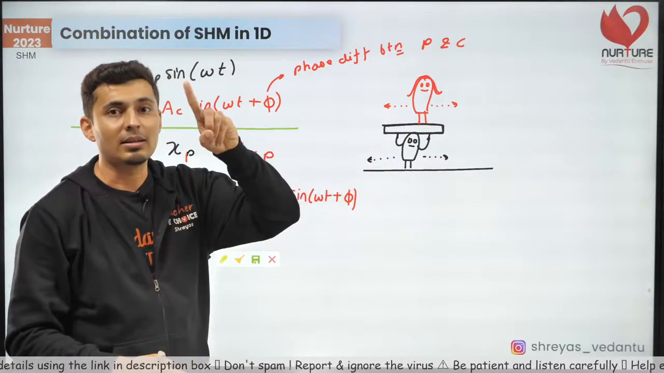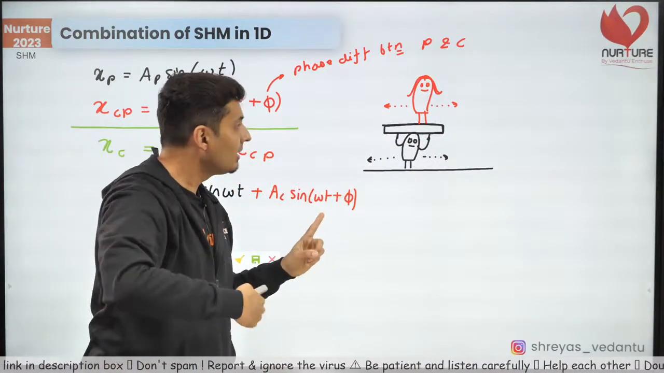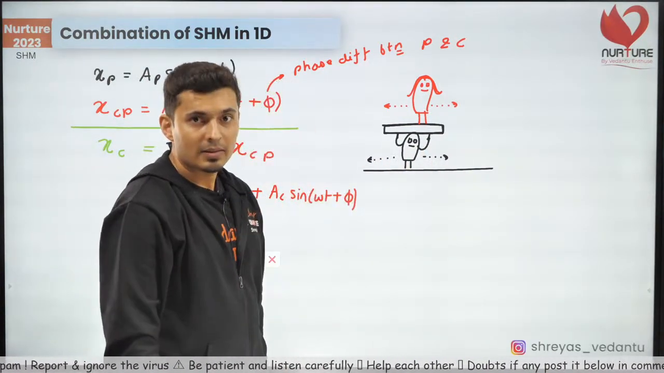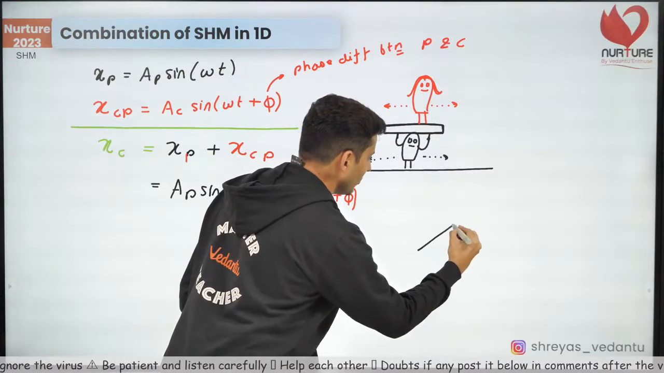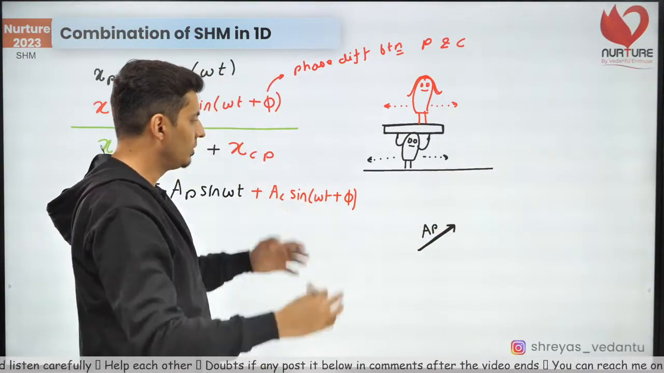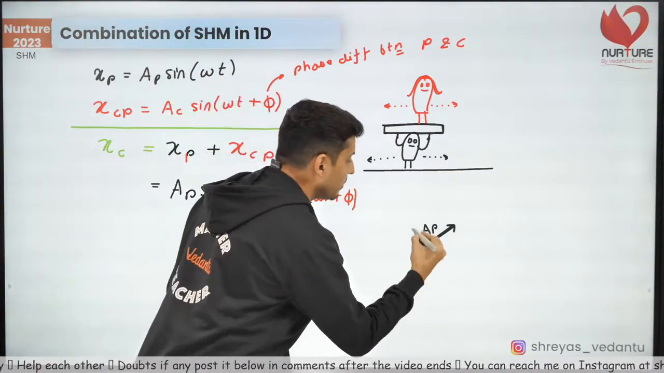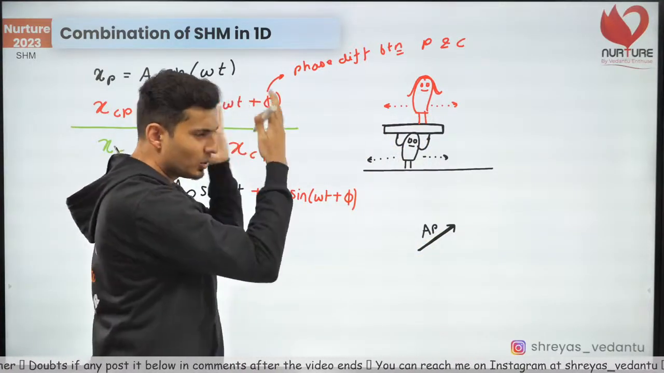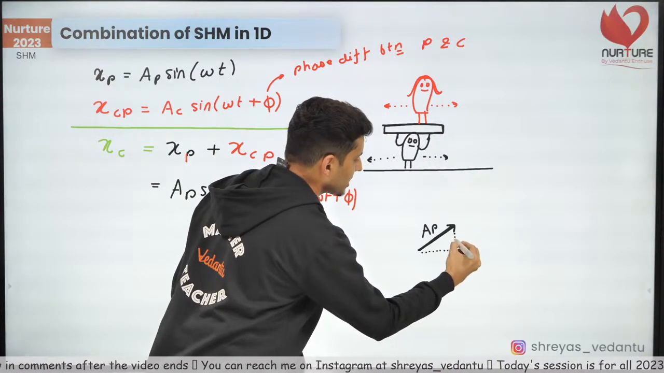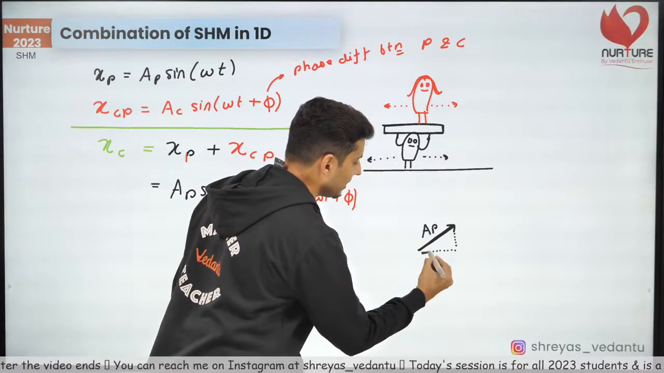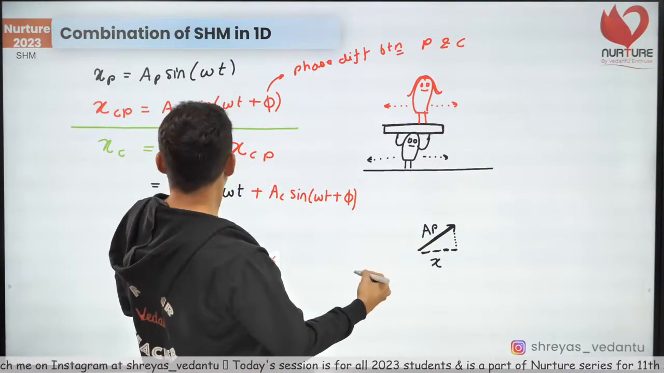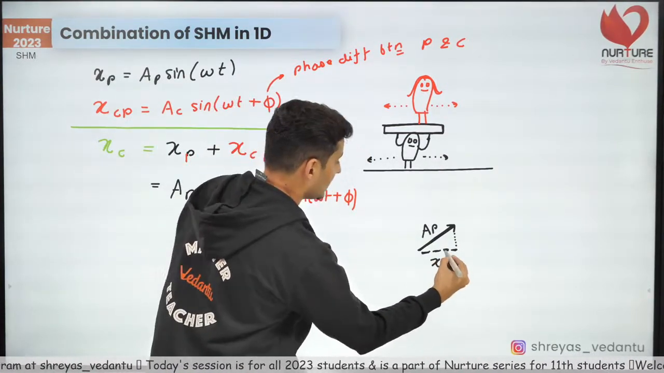Pandu's phasor means that circular motion which represents Pandu's SHM. So if Pandu is doing this dance, he has his own phasor. I will call it AP. Now the projection of it, either it could be on the x-axis or the y-axis, really doesn't matter. So maybe this is the projection of Pandu. Let's say this is xp, the horizontal line.